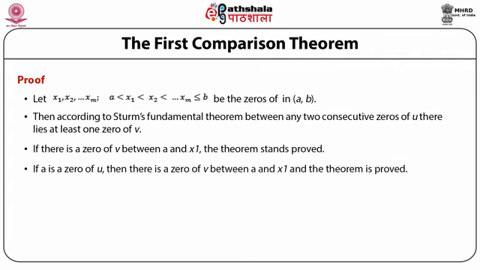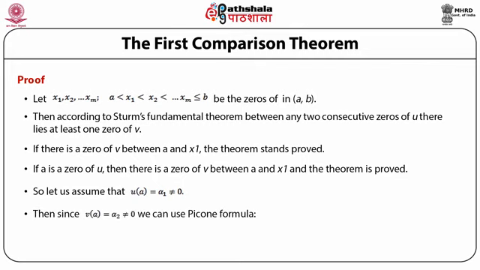If a is a zero of u, then u(a) = alpha 1 = 0, then there is a zero of v between a and x1, and the theorem is proved. So, let us assume that u(a) = alpha 1 is not equal to 0. Then, since v(a) = alpha 2 is not equal to 0, we can use Picone formula.